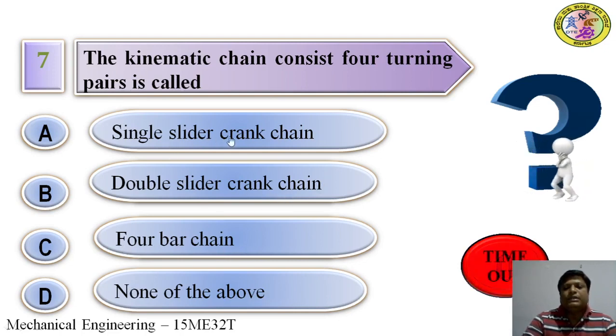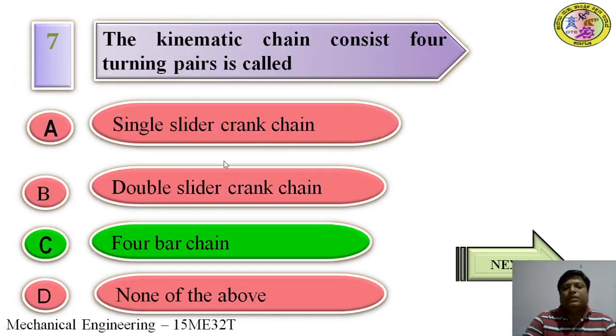In a single slider crank chain, there is 1 sliding and 3 turning pairs. In a double slider crank chain, there are 2 sliding and 2 turning pairs. Now in a 4-bar chain, all are turning pairs. So your right answer is option C.